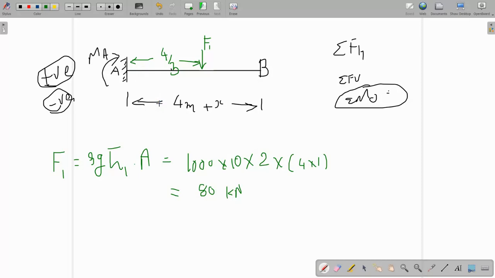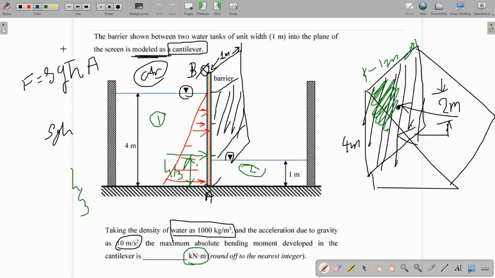Now the second is on this side. Again, this is the free surface as they have given, so the pressure prism will be like this, and it will act at the centroid. So what is the centroid distance? H by 3 from the bottom. The total height of this water is 1 meter, so at 1 by 3 meter from the bottom, this F2 force will act.